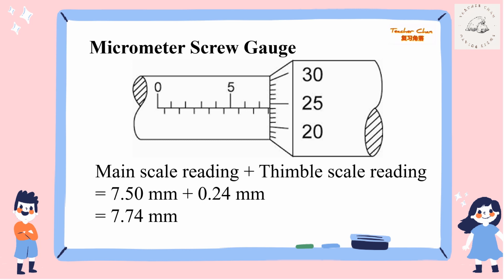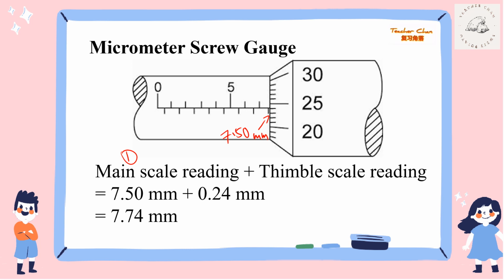So, the micrometer screw gauge. The most important thing that we have to understand is how to find the reading. If we want to find the reading, we have to find the main scale reading first. In this picture, the main scale reading is 7.5 millimeter.